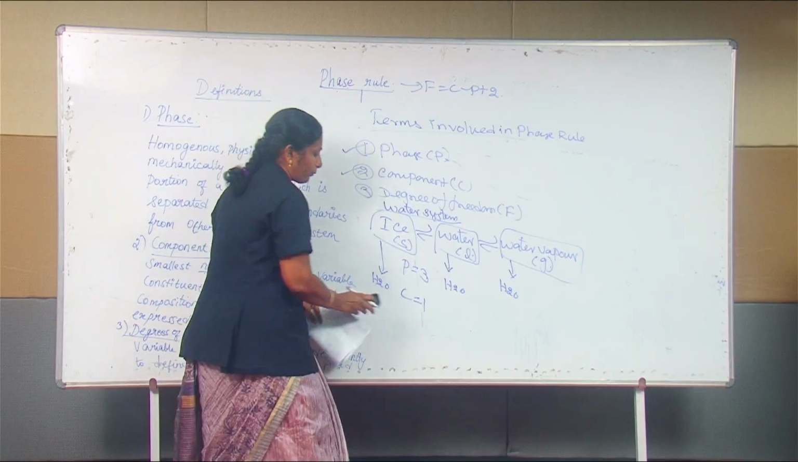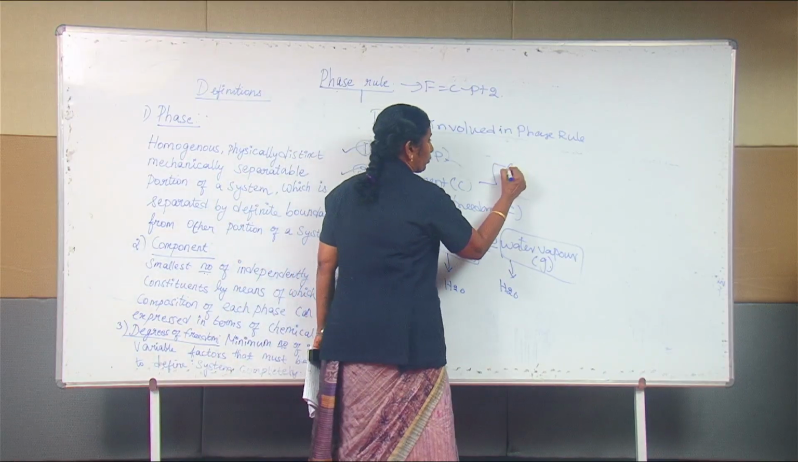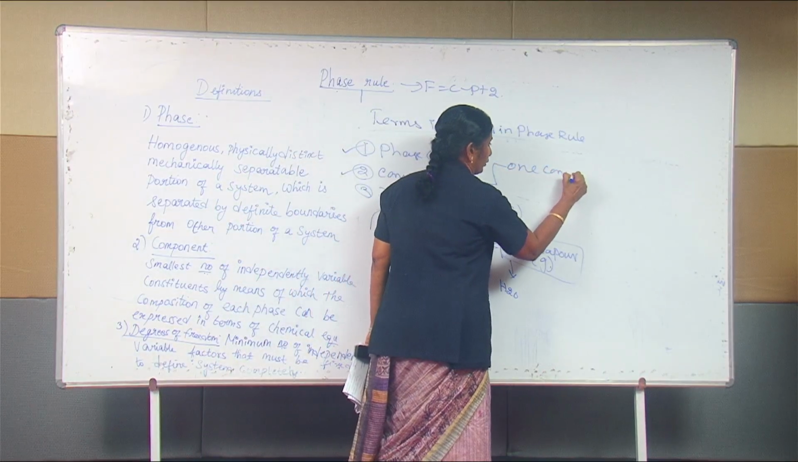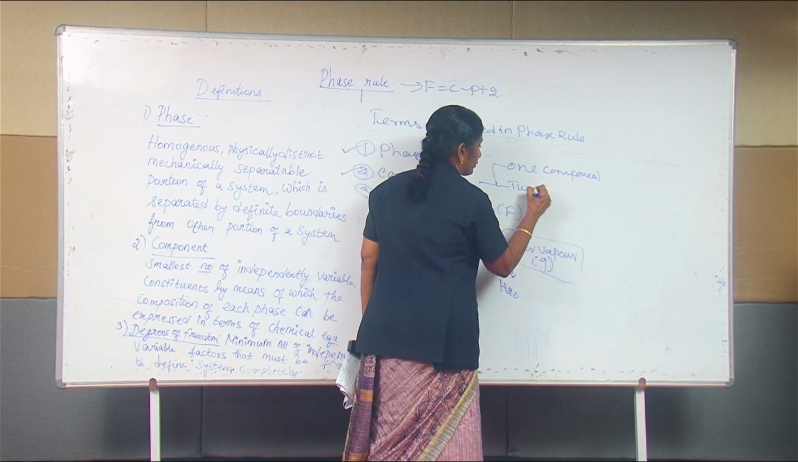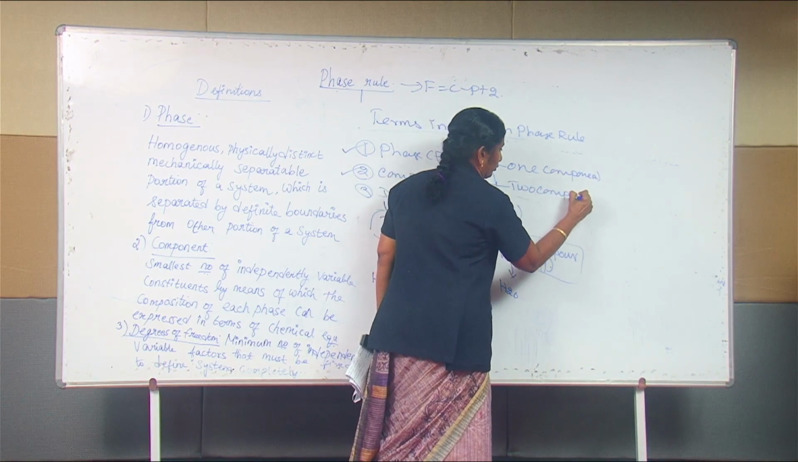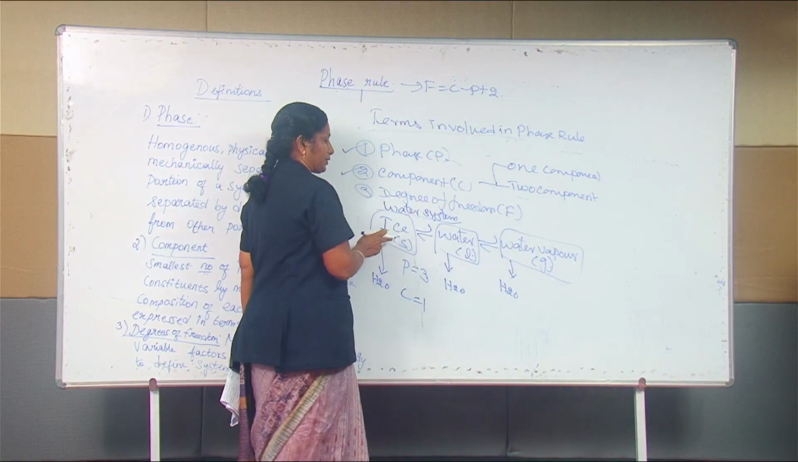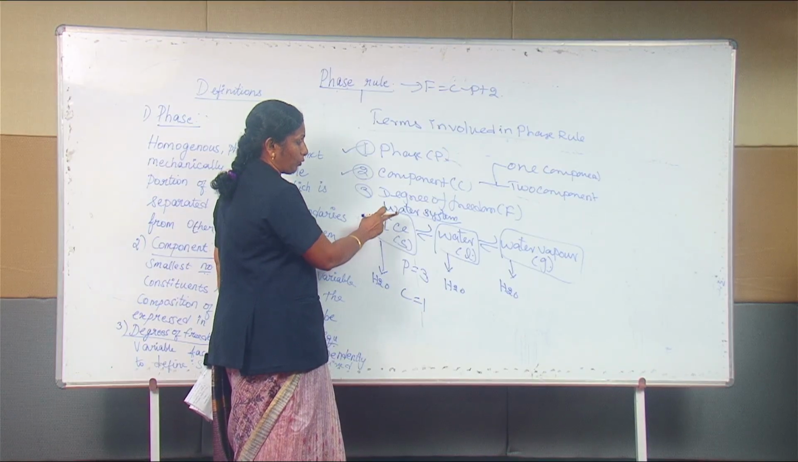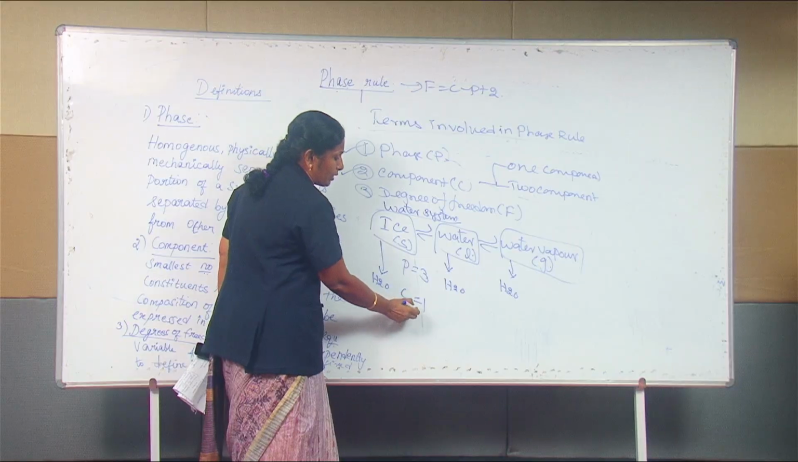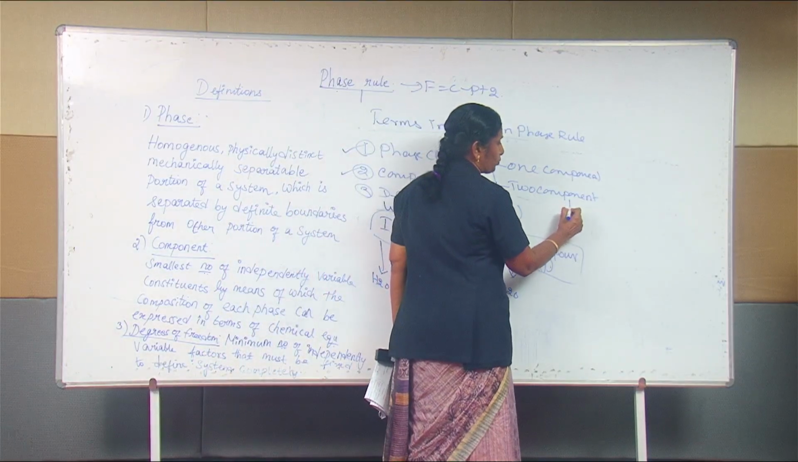The component may be one component, and the next one is a two component system. One component system: the best example is the water system. How many components are present in the water system? C is equal to 1. In the same way, another one is a two component system.